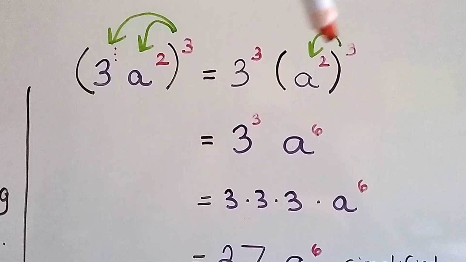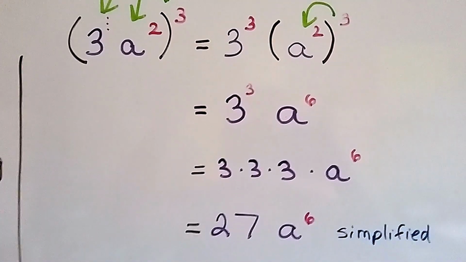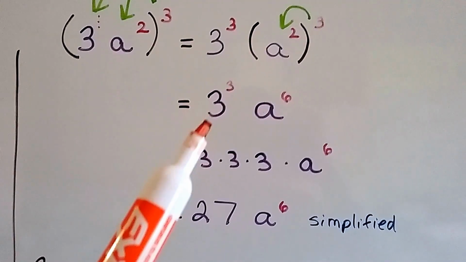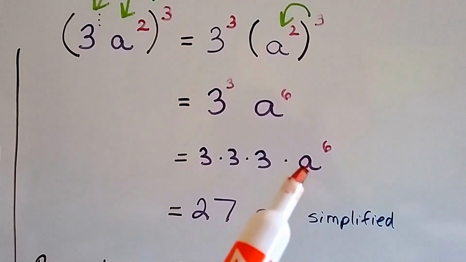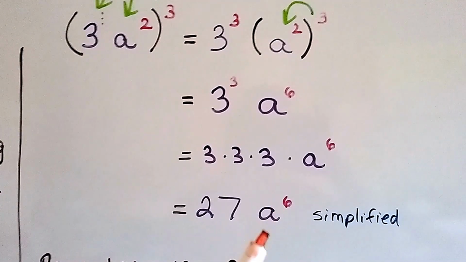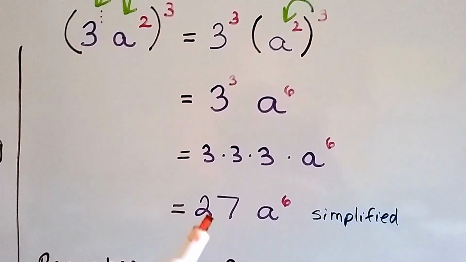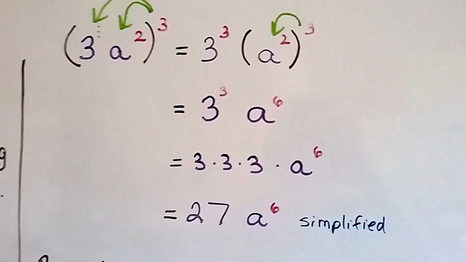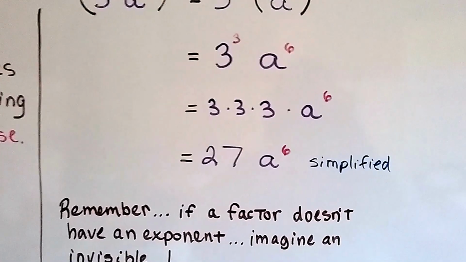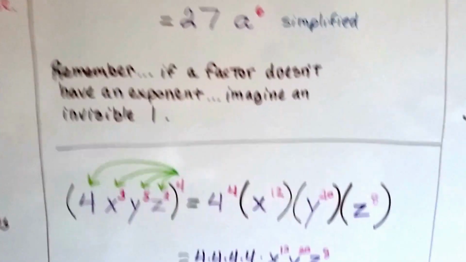When we do a power to a power, we just multiply them. So it'd be 2 times 3, or a to the 6th power. See? Now we can simplify this, because we just do the 3 times 3 times 3, and the a to the 6th power tags along, because we don't know what a is, so it's going to stay as a to the 6th power. 3 times 3 is 9. 9 times 3 is 27. Simplified, this becomes 27a to the 6th power. So remember, if a factor doesn't have an exponent, imagine an invisible 1 there, okay? You're going to see that a lot.